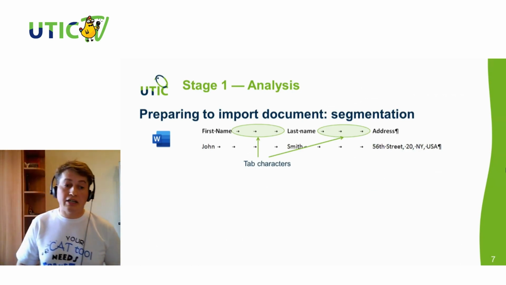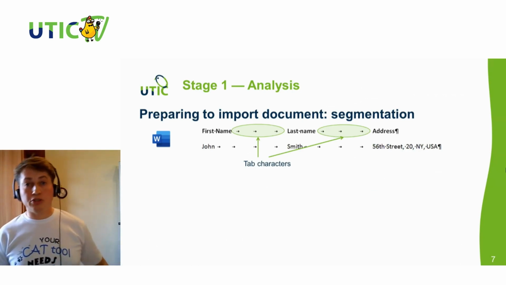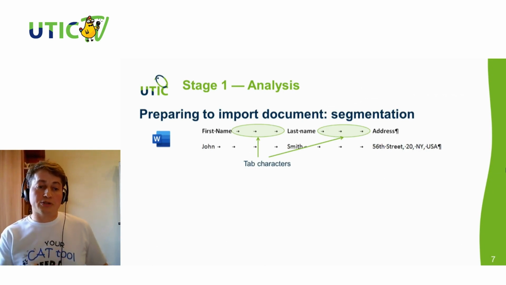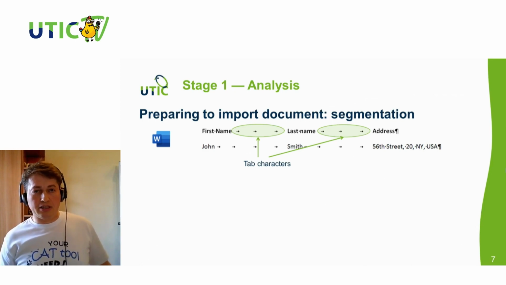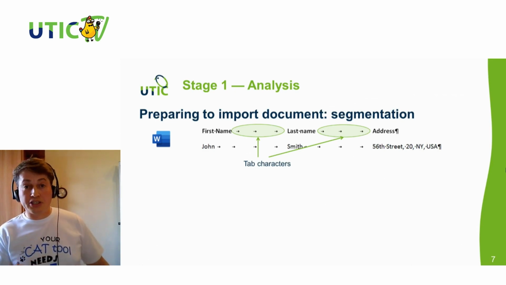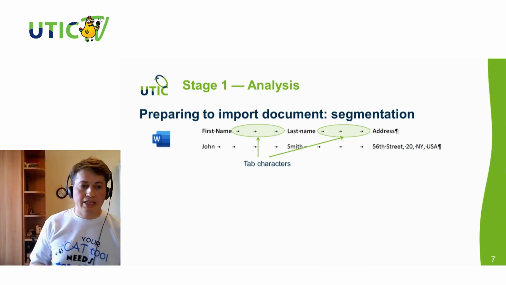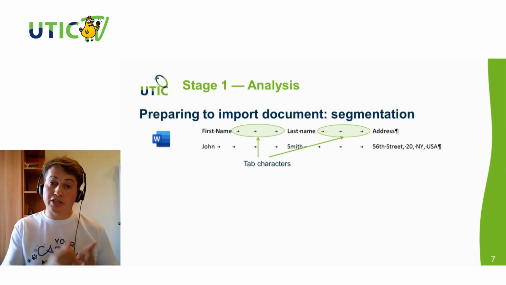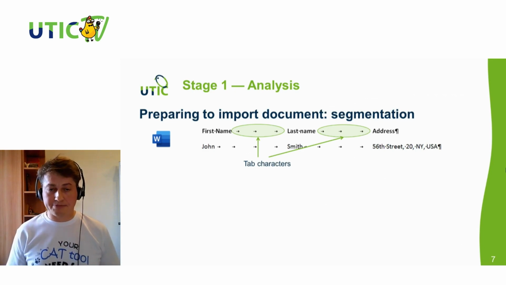Import filter settings are not the only thing that you need to configure. In Word and PowerPoint, you can often encounter tables formatted using tab characters. Here is an example of such a table in a Word document. If you import such a table into different CAT tools, you will get different segmentation results.